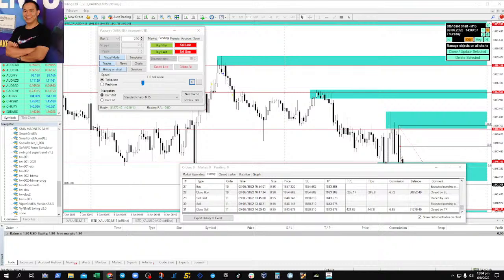Took a trade at the 50% of the bearish engulf candle rejecting the SZ supply zone. Okay, so it tapped the H4. Yes.